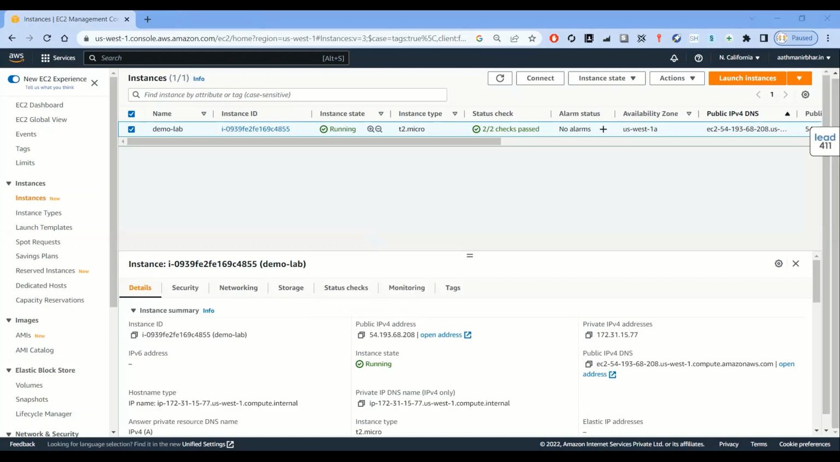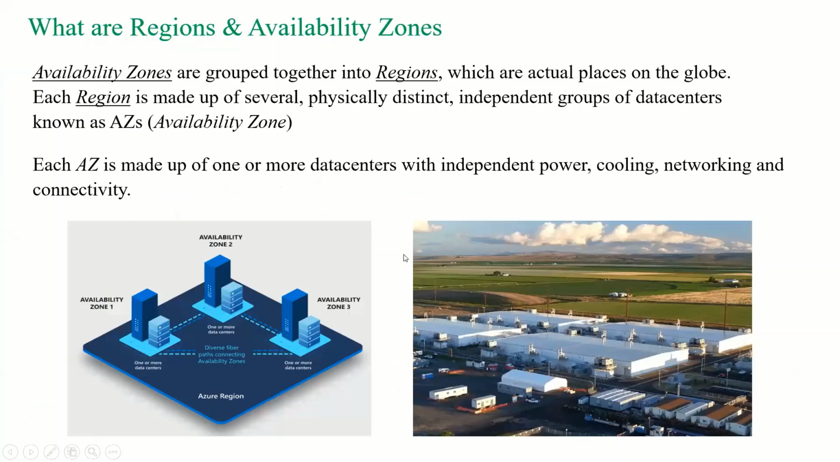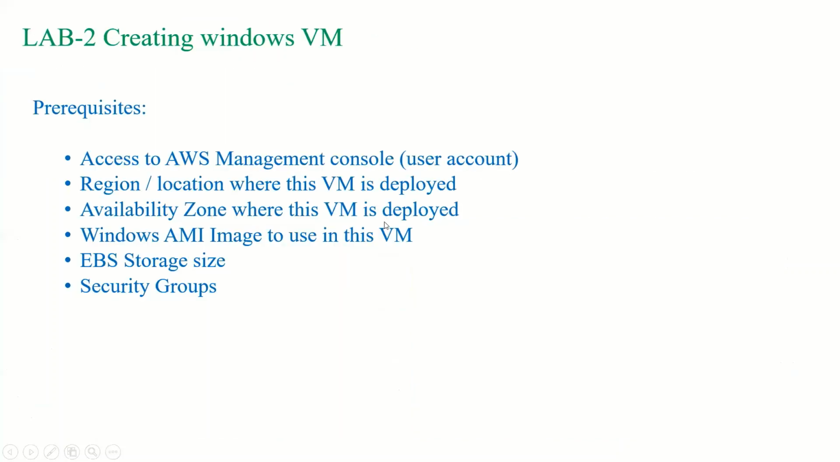So coming back to our lab exercise, coming back to our topic where we were. We have successfully completed creating the Windows virtual machine. The prerequisites, you had seen all of them. Can someone tell me, did we miss any of this information?